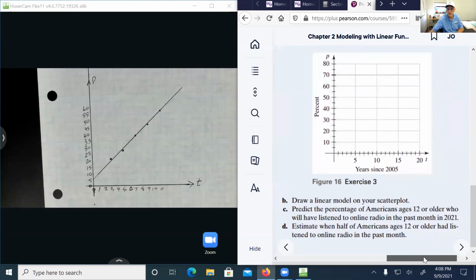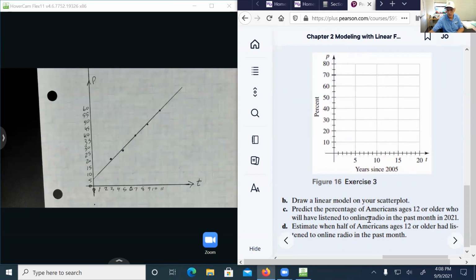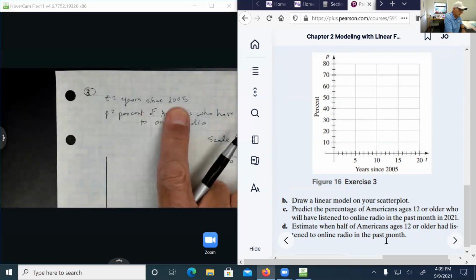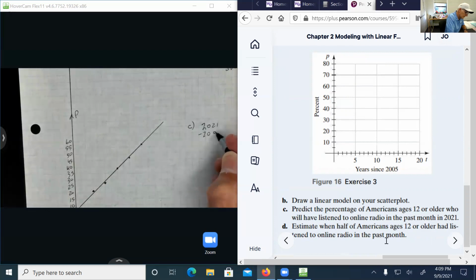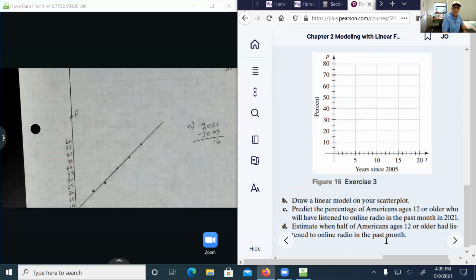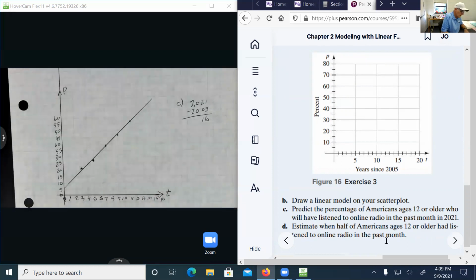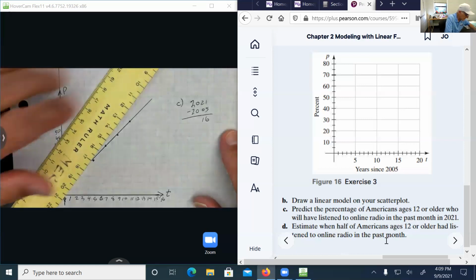Now we're going to be making some predictions. Predict the percentage of Americans ages 12 or over who have listened to online radio in the past month in 2021. Okay, for part C, 2021, we need to think about our definition of T. T is number of years since 2005. So I need to subtract 2005 from this, and I get 16. T equals 16. So I need to find the point on the graph where T is 16. So I've got 11, 12, 13, 14, 15, 16. And it looks like I'm going to need to extend my line here a little bit.